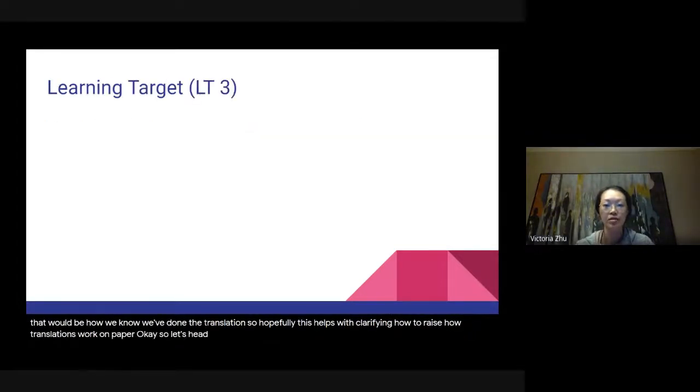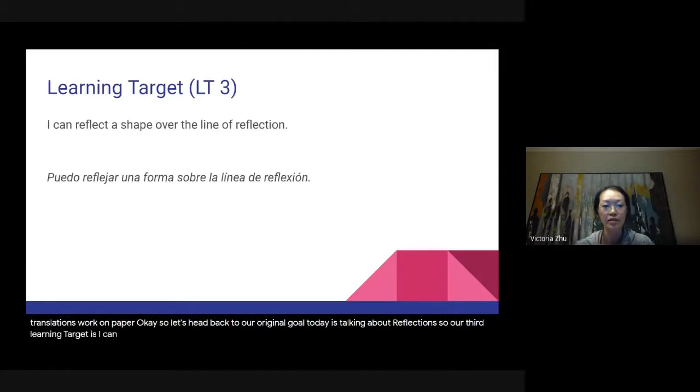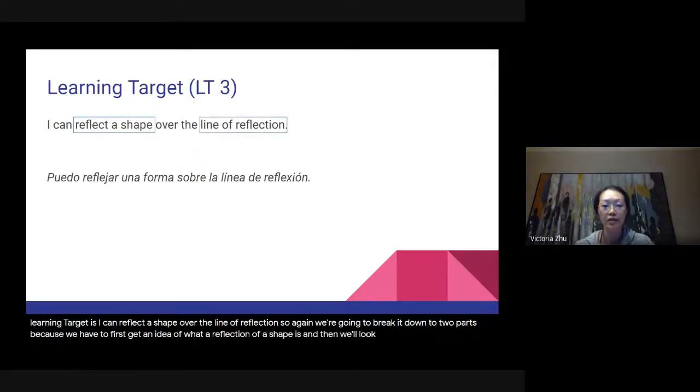Okay, so let's head back to our original goal today, which is talking about reflections. Our third learning target is: I can reflect a shape over the line of reflection. Again, we're going to break it down into 2 parts, because we first have to get an idea of what a reflection of a shape is, and then we'll look at reflecting over certain lines on the graph. So we'll break it down again with EQ1 and EQ2.